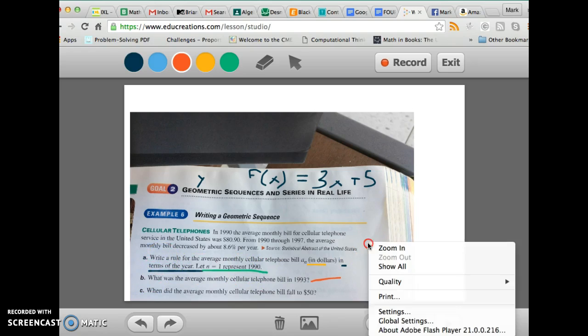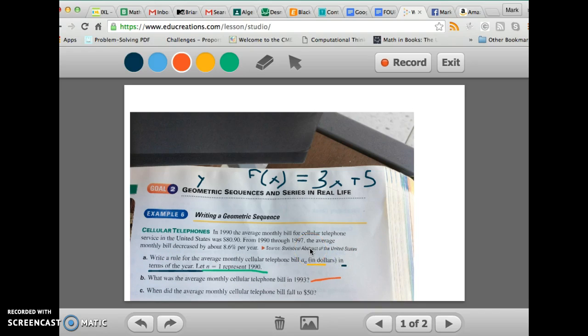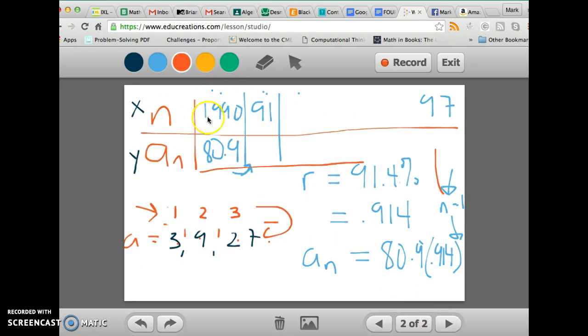What's important about this sentence, in terms of the year, is that it is often the case that a function, f of x, is stated in terms of x. The "in terms of" is usually the input. So the year is the input. So 1990, 1997, those are going to be inputs. The output is the average monthly cell bill in dollars. Using that information, I start to fill in my table, my inputs, 1990, 1991, all the way through 97. The output, in 1990, is 80.9.